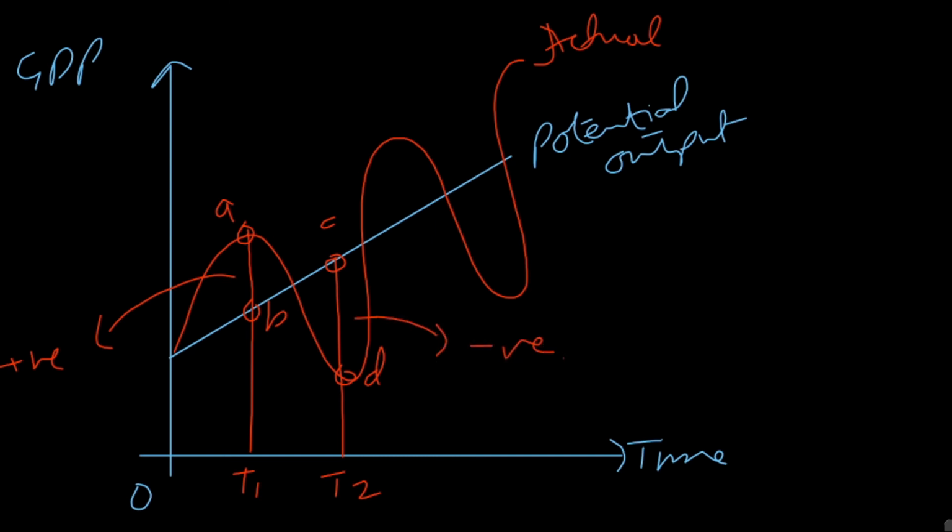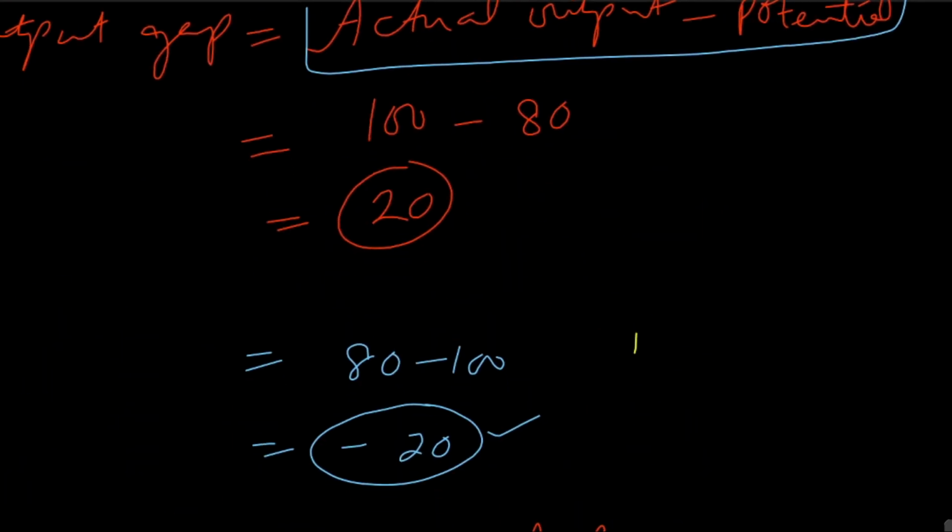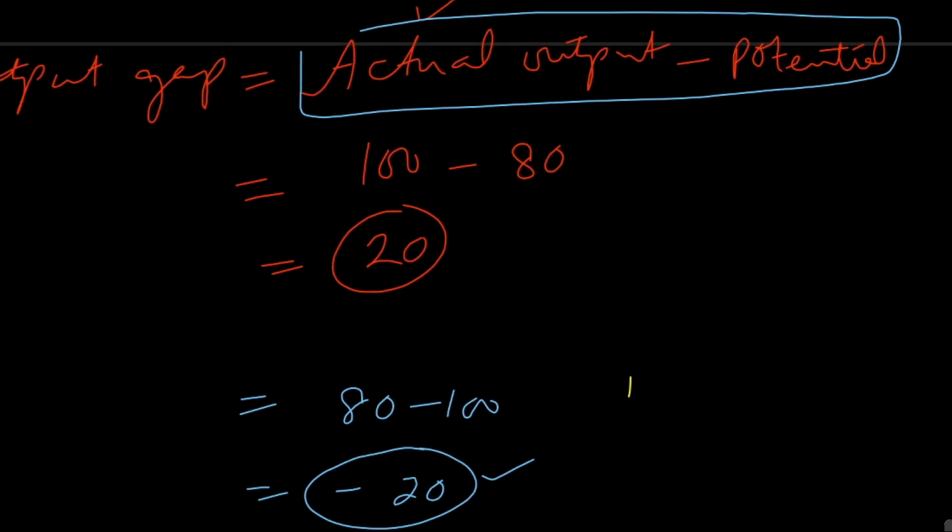And again, if you are confused why positive and negative output gap are arising, you can move back to the formula, and the formula clearly states that it is actual output minus potential output. If actual output is more than potential output, then the result will be positive, and if potential output is greater than actual output, then the result will be negative. So the reason for positive and negative output gap is this one.